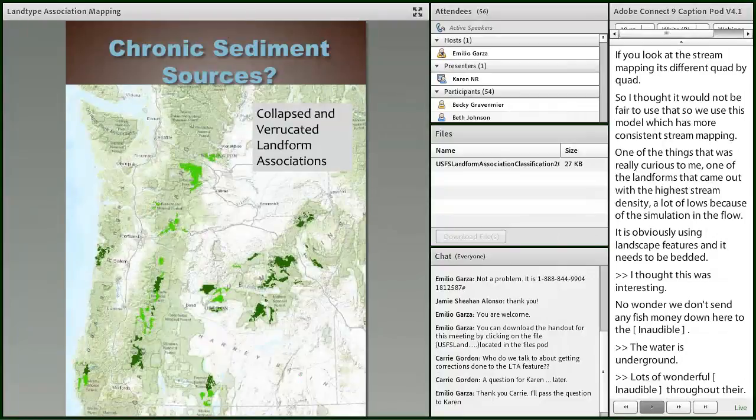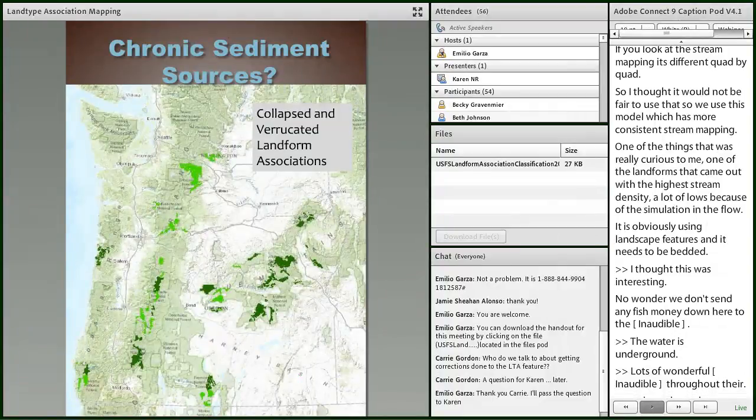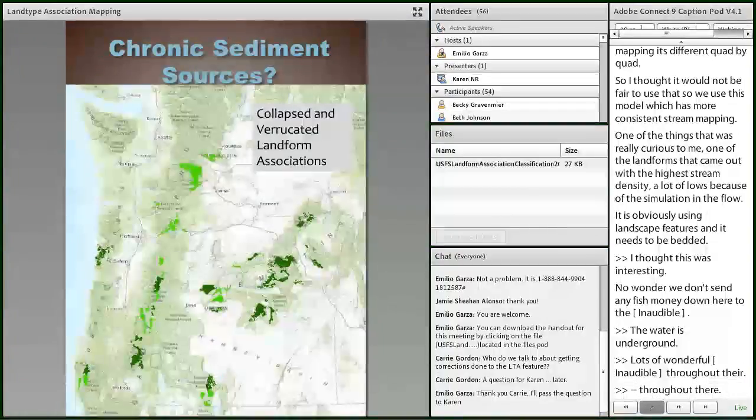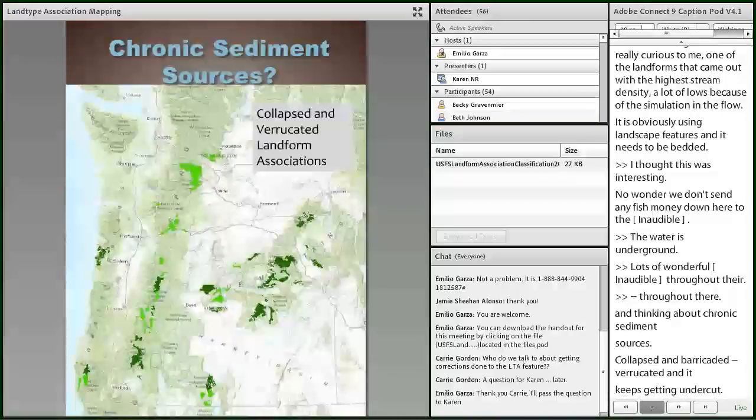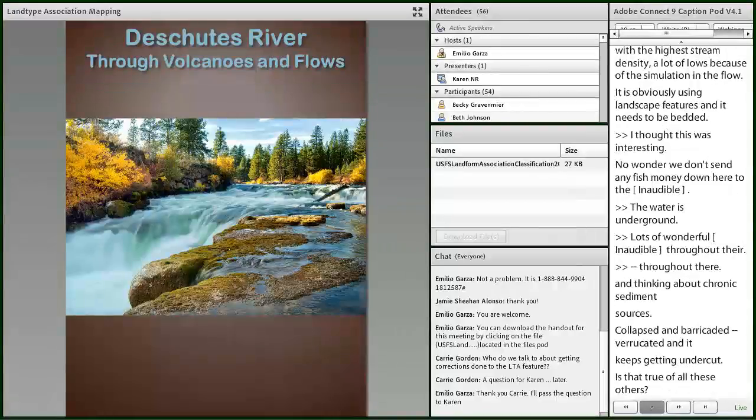And then just thinking about chronic sediment sources, these variegated and collapsed landslides. I showed that picture of Highway 20. Well, that landslide is going down into the Middle Santiam River, and it keeps getting undercut. So it's a chronic source of very fine sediment to the system. So is that true of all these others? And if we're thinking about sediment issues with water quality, should we have one standard for something like this beautiful Deschutes River going through a lava flow that basically has no sediment?